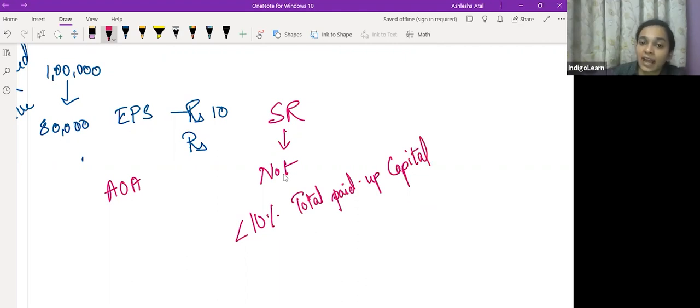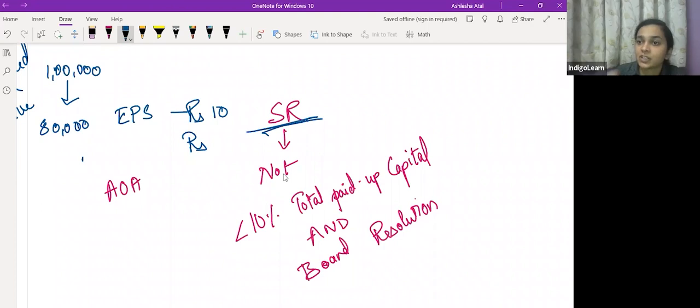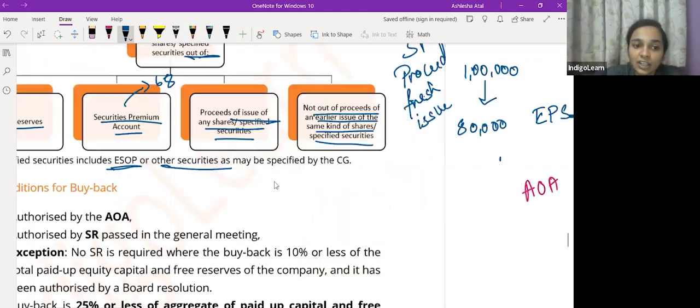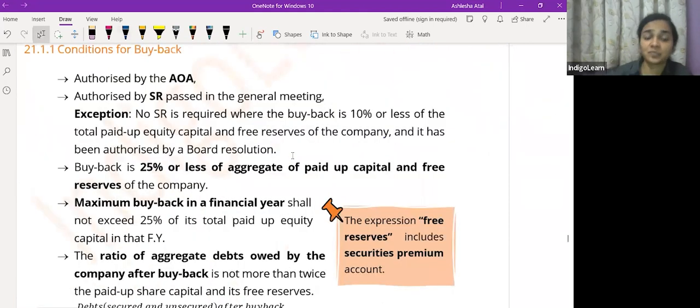Total paid up capital, and this has been authorized by a board resolution. Okay. So normally buyback के लिए special resolution चाहिए. However, if the buyback is 10% or less than the total, मतलब equal to 10% भी चलेगा, 10% or less than the total paid up capital of the company, and it has been authorized by the board resolution, then in that situation a special resolution would not be necessary. So this is what the second point says.